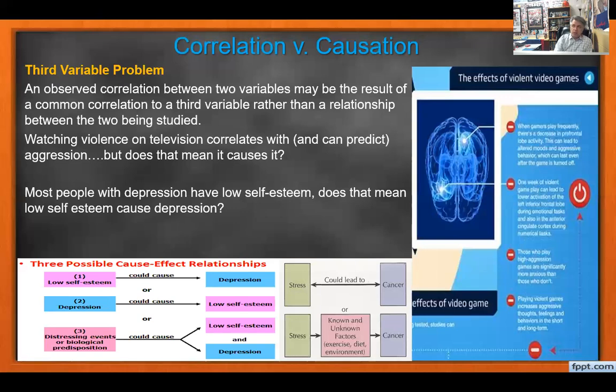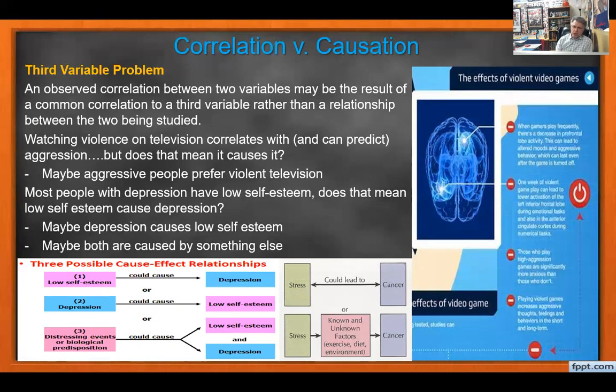Maybe, but maybe their temperament is already violent. So being a violent person, I'm going to prefer violent television. If I'm a violent, aggressive person, I'm not going to be sitting back watching My Little Pony. So it could be kind of an opposite thing that causes that. It could be my temperament. It could be backwards. Most people with depression have low self-esteem. So can we say that low self-esteem causes depression? No, not necessarily, because my depression may cause my low self-esteem, or maybe both are caused by something else. There's something else going on with me. I got something that triggered it, and it's led to both low self-esteem as well as depression.